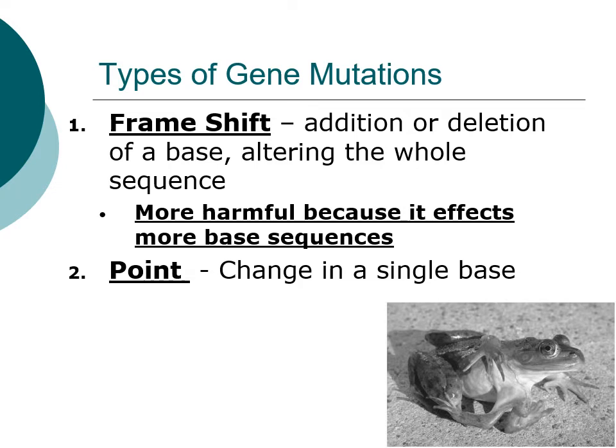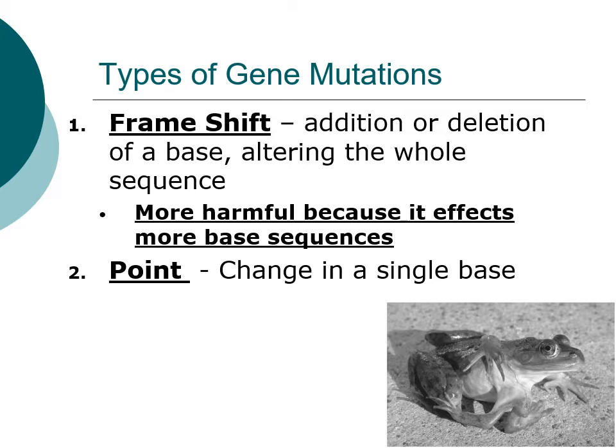And that will just shift because one was either added or deleted. So you either added a base or you deleted a base. And why this is so bad is because it alters the whole sequence after that frame shift happens. Everything is messed up. And so by altering the whole sequence after the fact, the protein that is made from that sequence is not going to be anywhere near normal, because it affects a whole bunch of them. And then we have the point mutation.